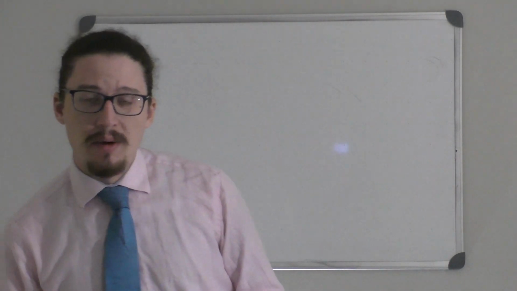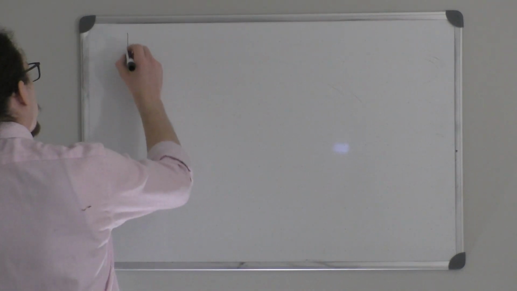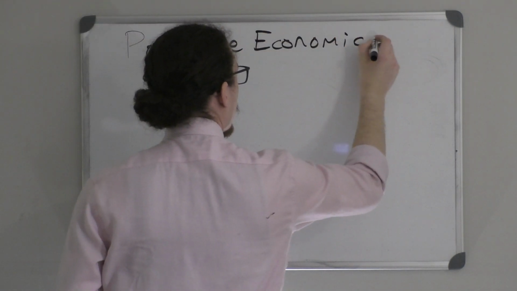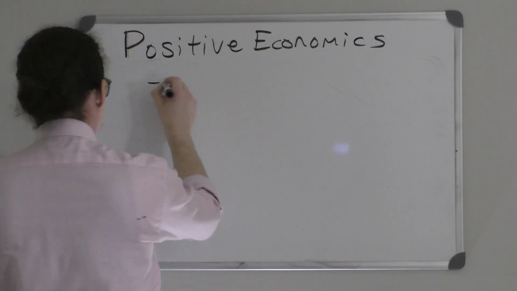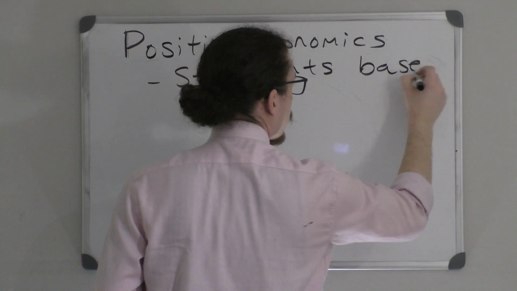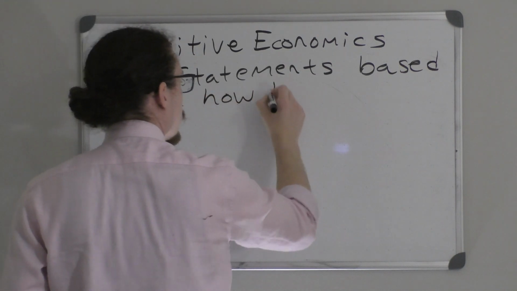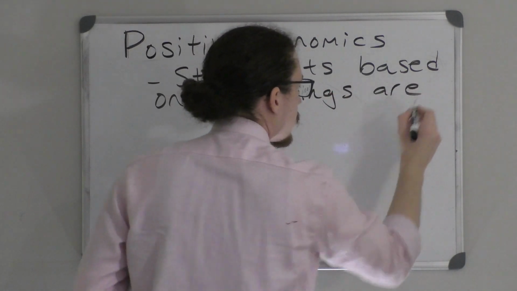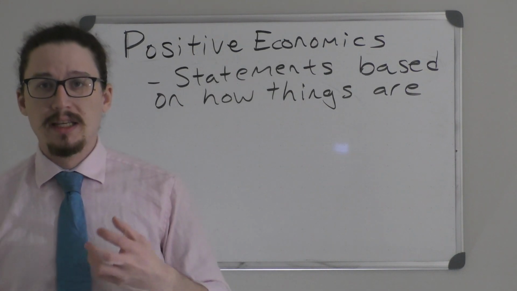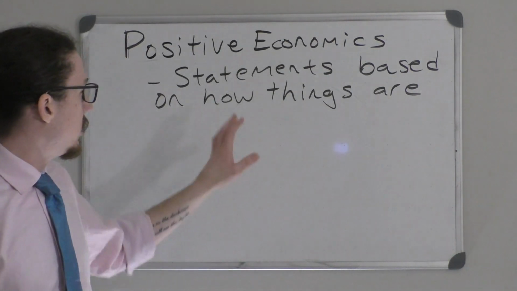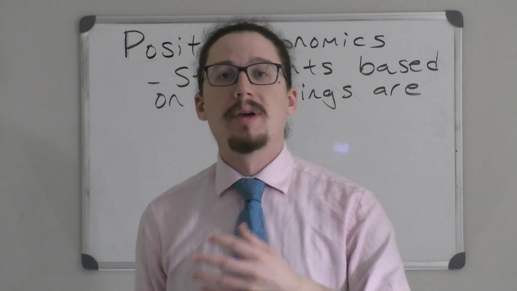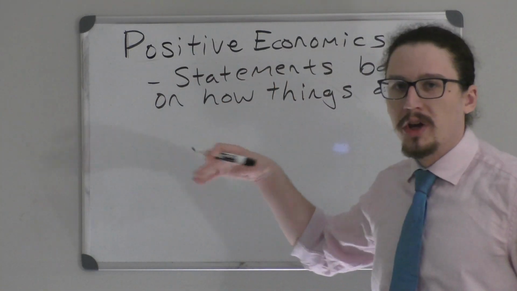All right, the very last thing that I want us to discuss is two types of economics, or two types of economic statements. Right, so the first type is what we call positive economics. Positive economics is just when we're making statements about what is, how things are. These are statements that are just based on fact or economic theory.